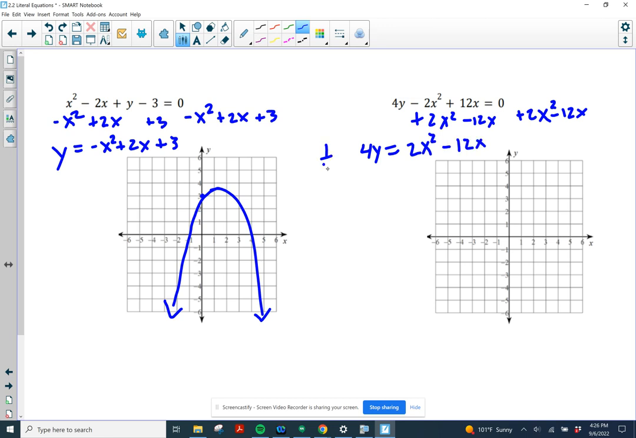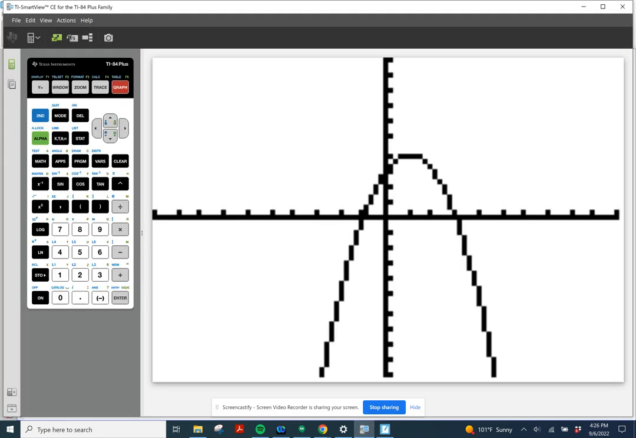I'm going to multiply both sides by 1/4 because 1/4 times 4 will be 1. So I'm going to multiply this side by 1/4 as well. So I have y equals 2 times 1/4 is a half. 12 times 1/4 is 3. So we get this equation. We're going to go ahead and graph that really quick.